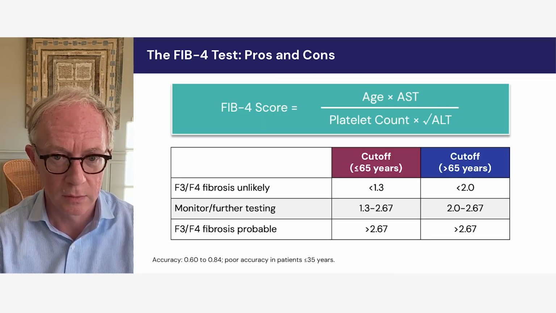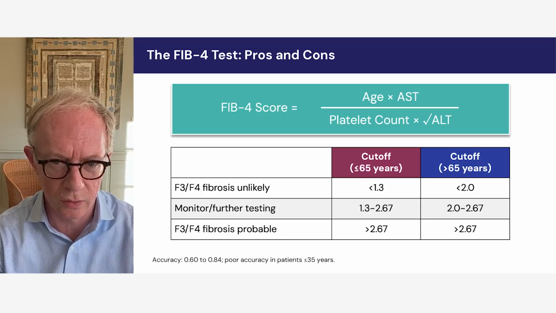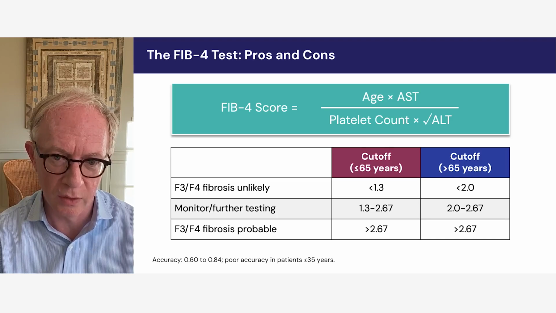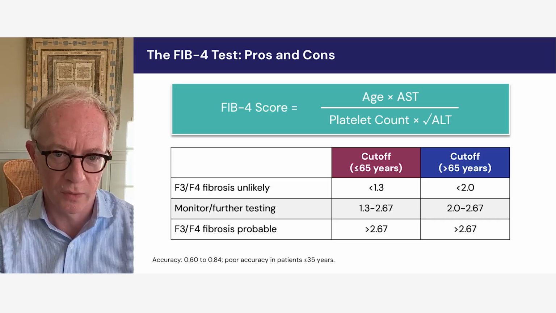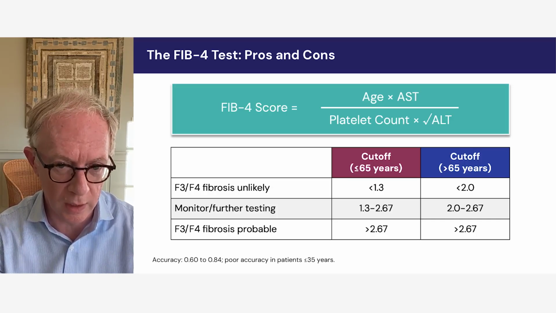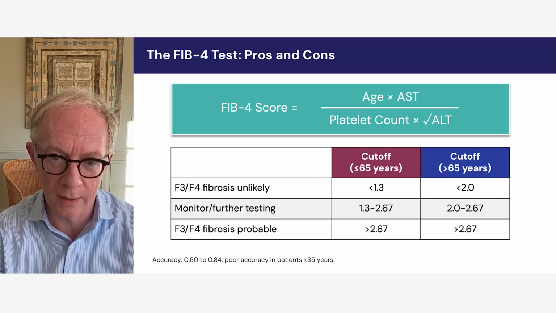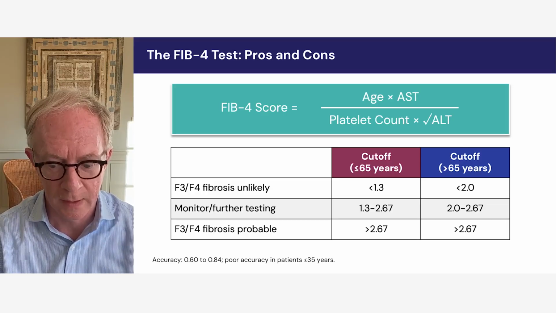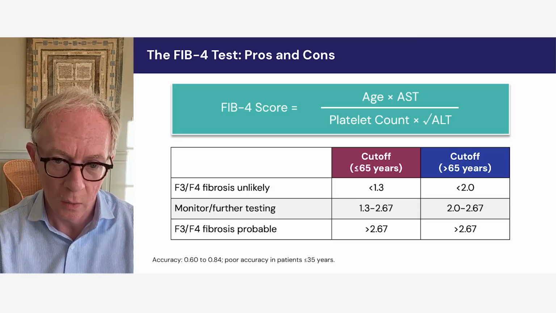Now, FIB4 contains 4 parameters, as the name suggests, and these parameters are easily available. It's AST and ALT, so the 2 transaminases, its platelet count, and its age. Now, age is, of course, part of the calculation, which has an impact on the value. And the consequences are that below the age of 35, unfortunately, FIB4 is not reliable. So at the younger age, you cannot use FIB4. If it's above 65, you need adapted cutoffs, especially for the lower cutoff, which is then not 1.3, but 2.1. And that is, as I said, if you work with a double threshold approach.